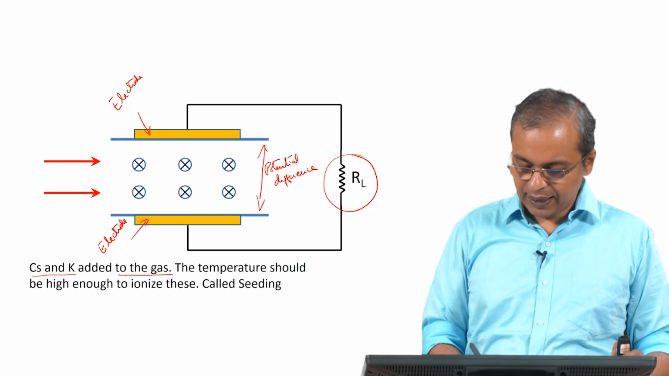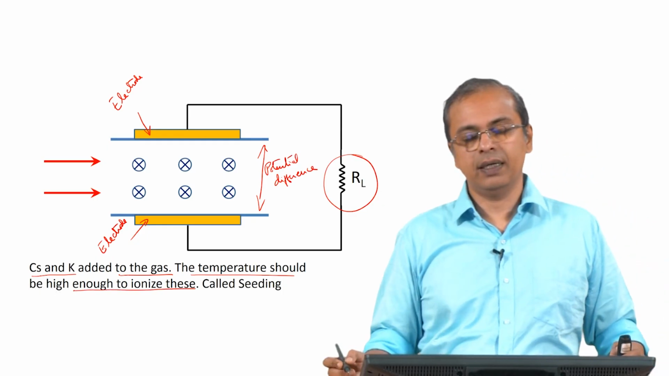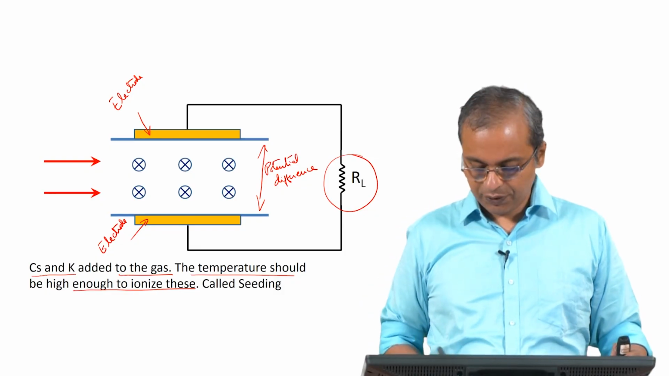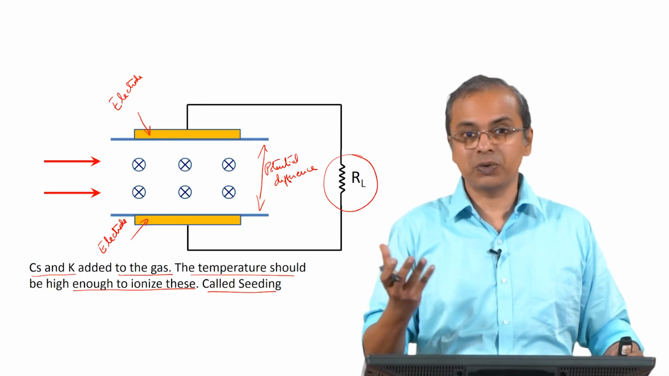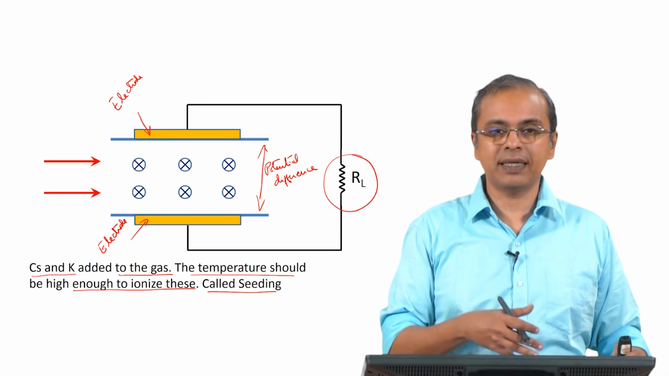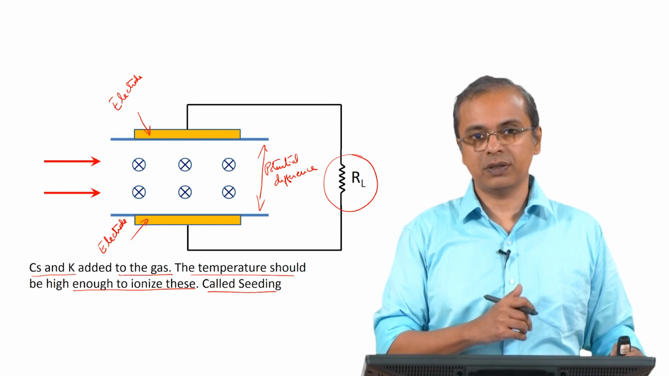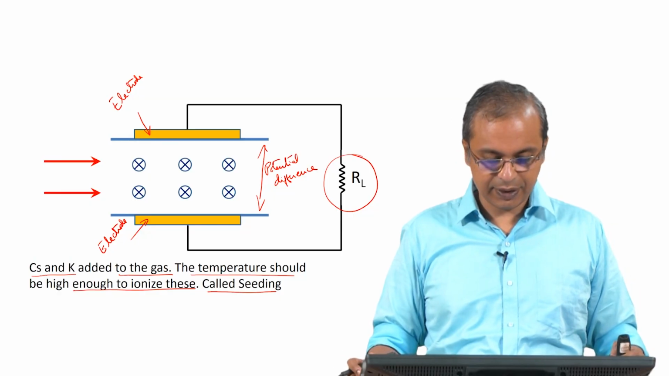The temperature should be high enough to ionize these, right. So, it should be high enough to ionize these cesium and potassium, and this idea of adding cesium and potassium to it is referred to as seeding. To get rain you add seeds to the clouds, right. So, cloud seeding, that is different. Here you are adding potassium and cesium as seeds to enable the ionization process, because they ionize very easily. So, that is the basic idea.